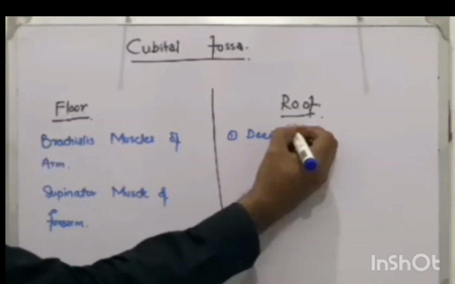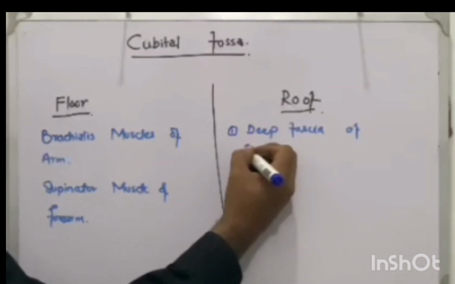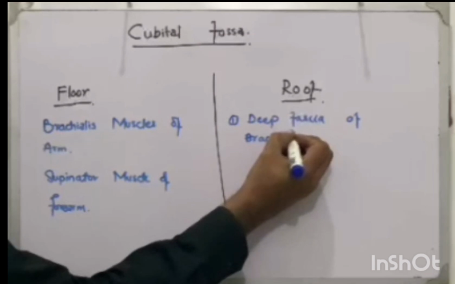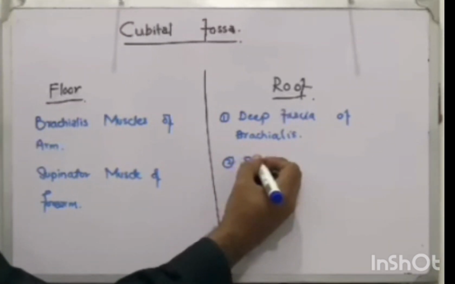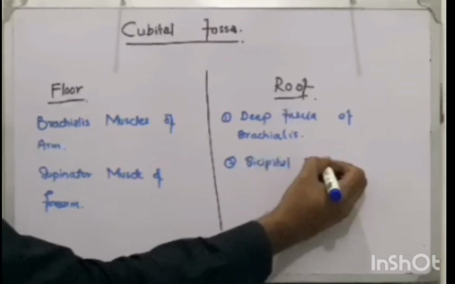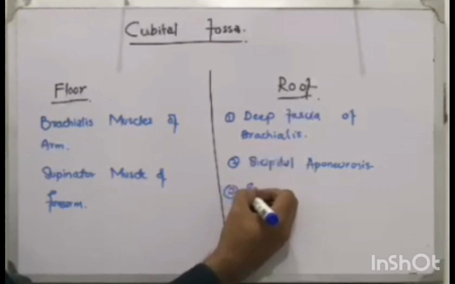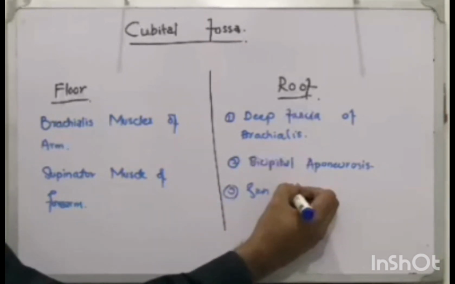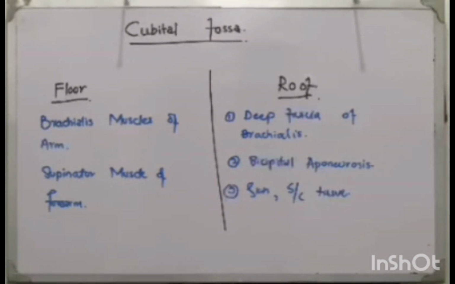The roof of the cubital fossa is formed by the deep fascia of brachialis, bicipital aponeurosis, and the skin and the subcutaneous tissue above the bicipital aponeurosis.